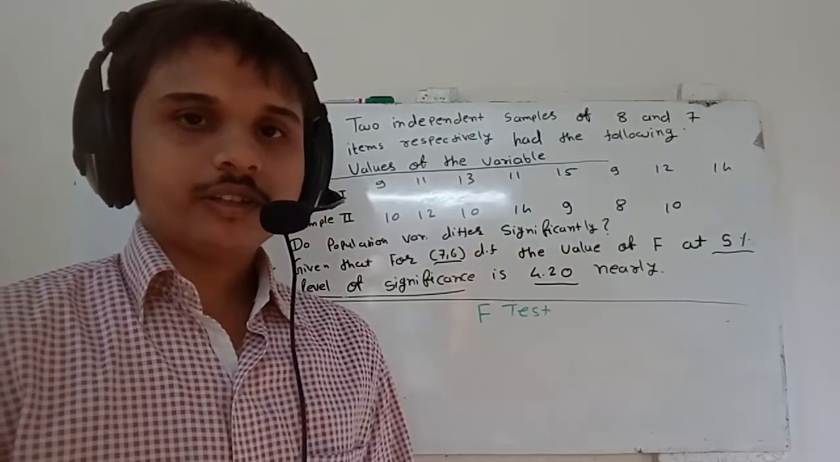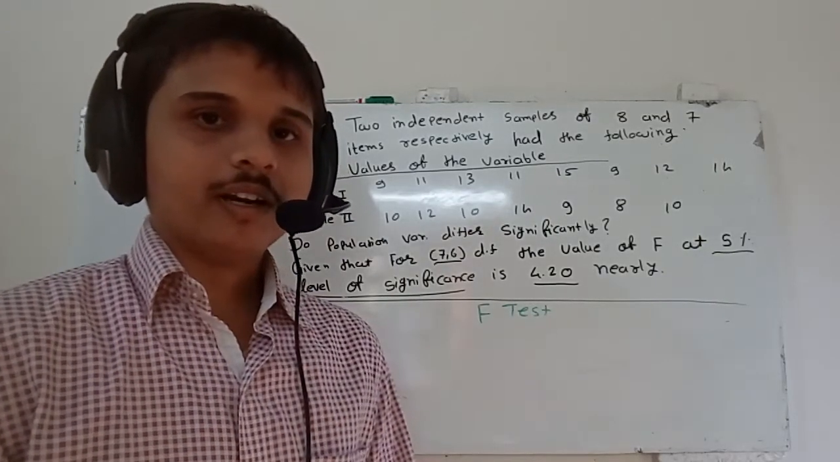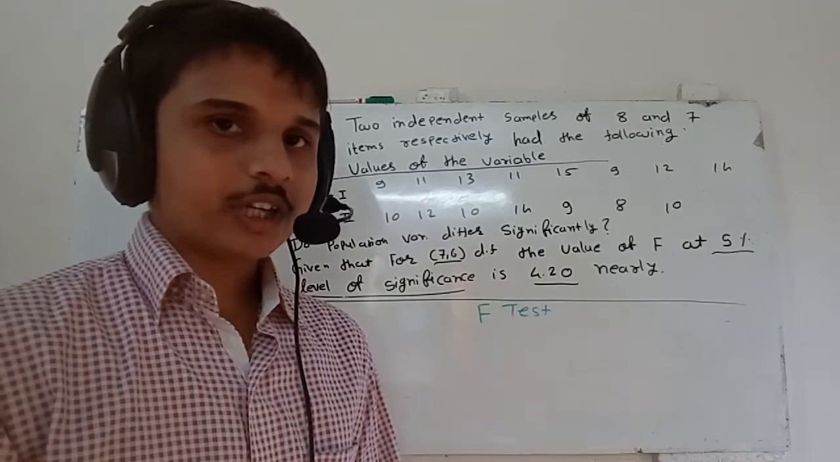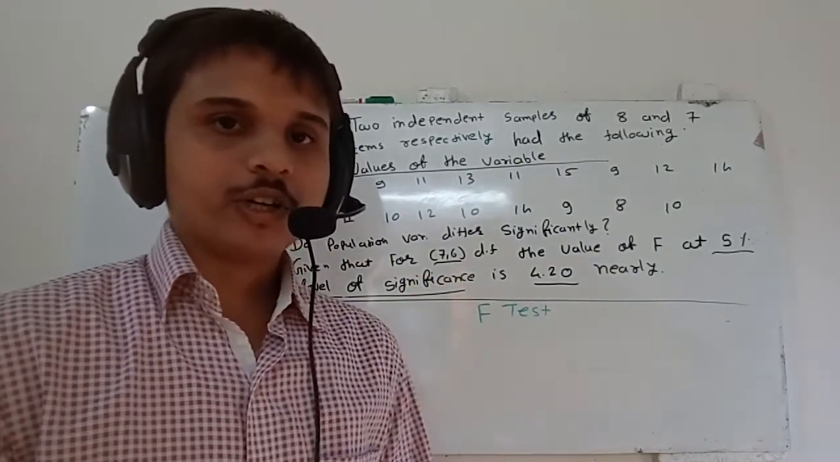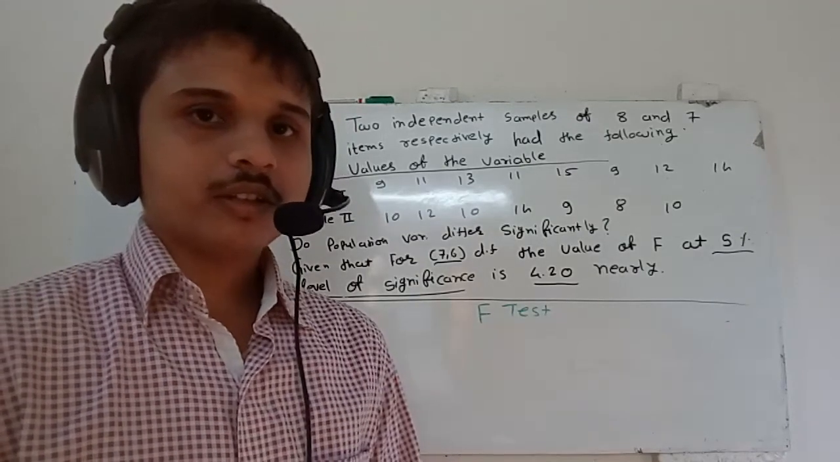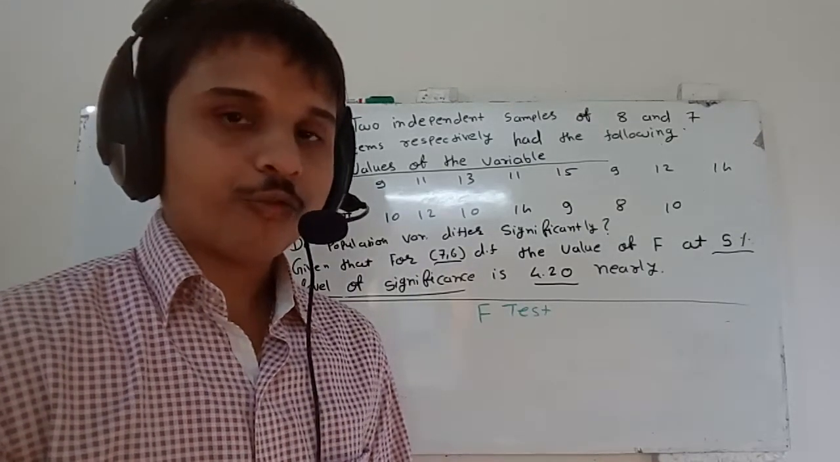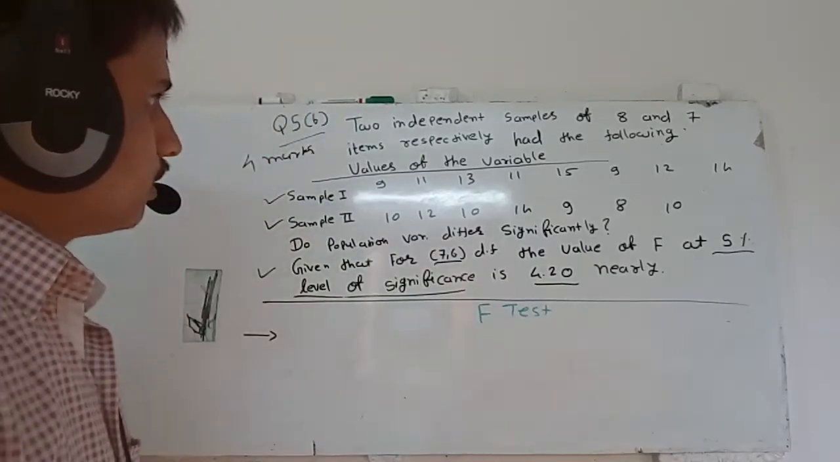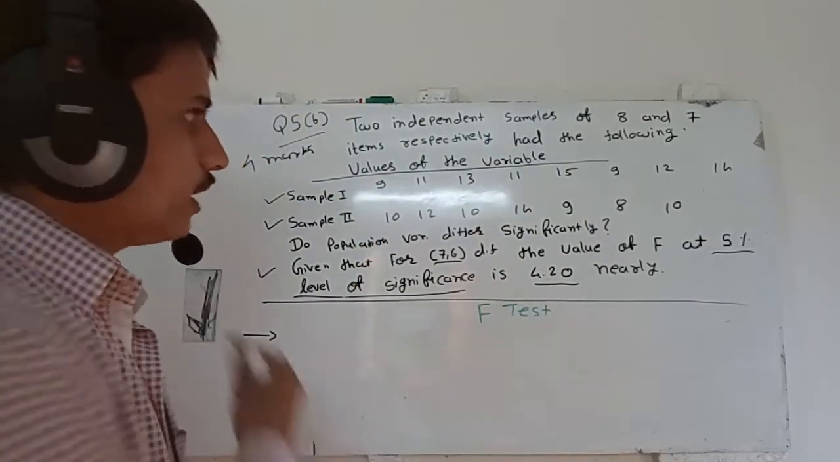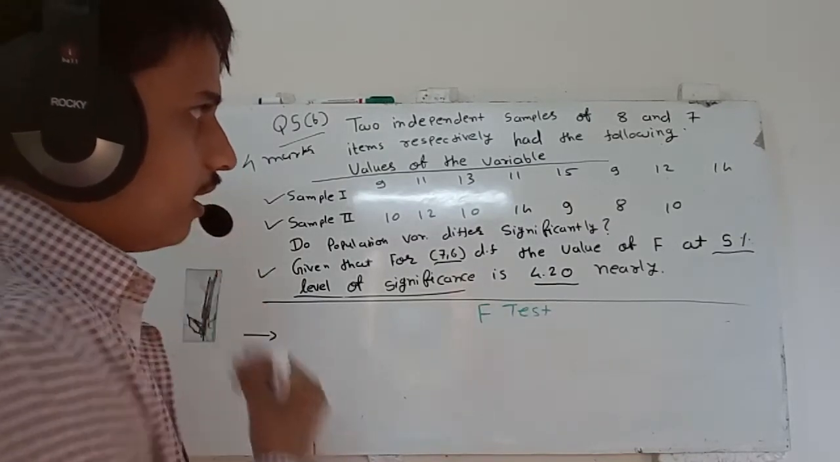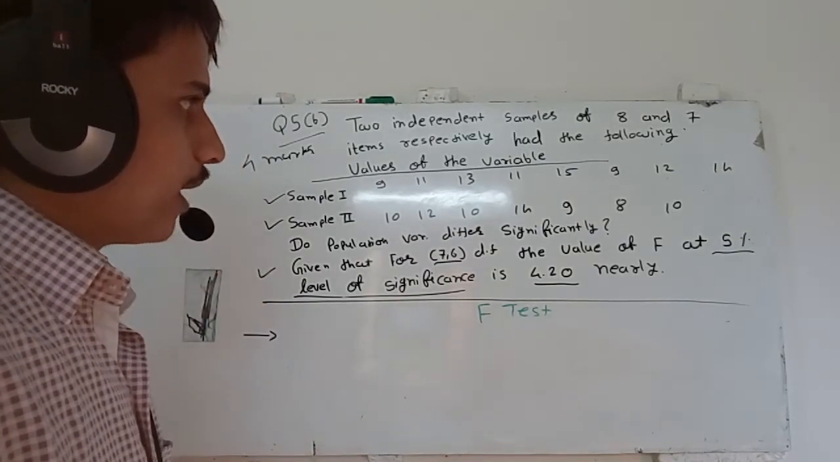Welcome guys. In this video we will do an example related to F test. This particular example that I have written was asked in your GTU Winter 2019 examination. It was question number 5B of 4 marks. So the question says two independent samples of 8 and 7 items respectively had the following values of the variable.